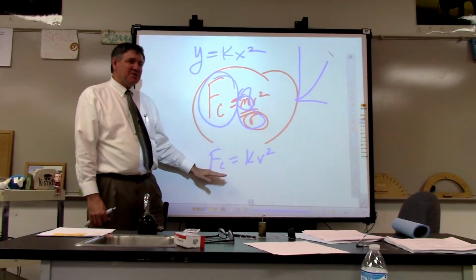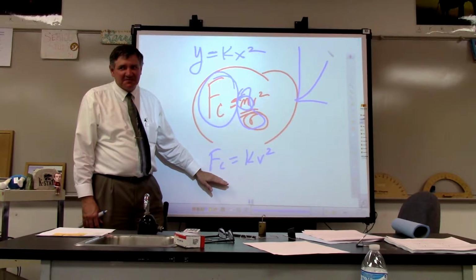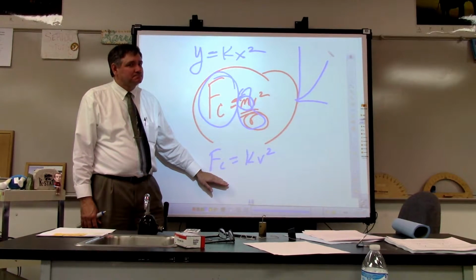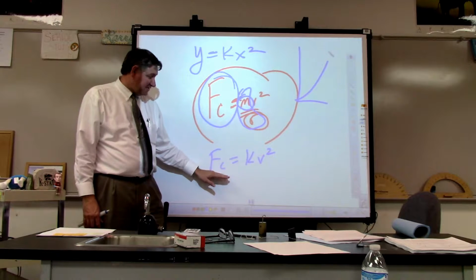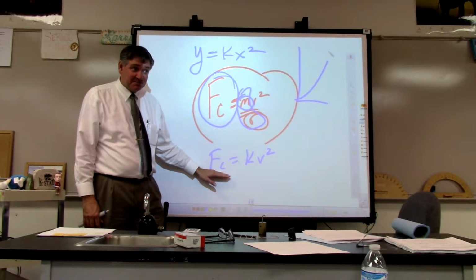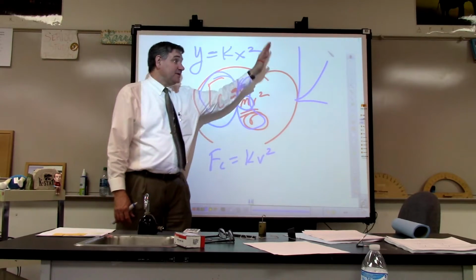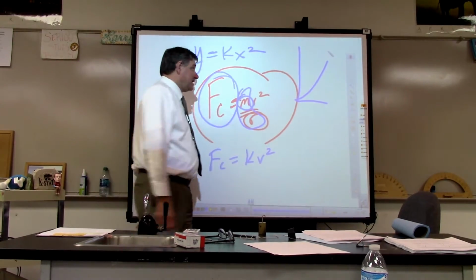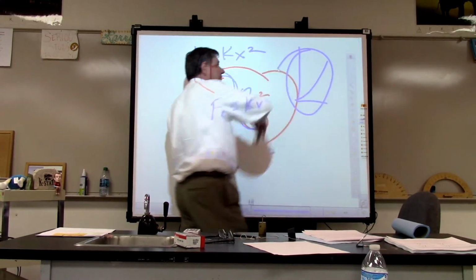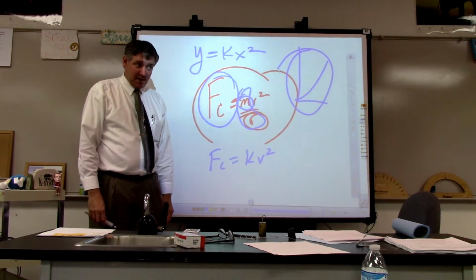So guess what you're going to graph on the y-axis? The dependent variable, in this case, is going to be centripetal force. You're going to graph velocity on the x-axis, and it should look something like this.